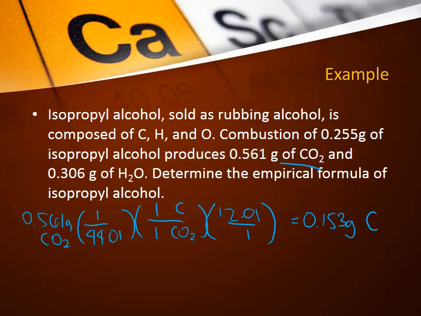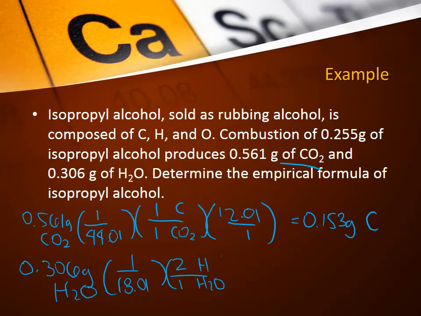All right. So then H, we've got 0.306 grams of H2O. So our molar mass is 18.01. We have 2 moles of H in 1 mole of H2O, again, subscripts. And then our molar mass of hydrogen is 1.01. That gets us about 0.068 grams of H. All right, that's awesome. That's cool. Except, here's the thing. Those things do not add to 0.25. Because, well, we're still missing oxygen.